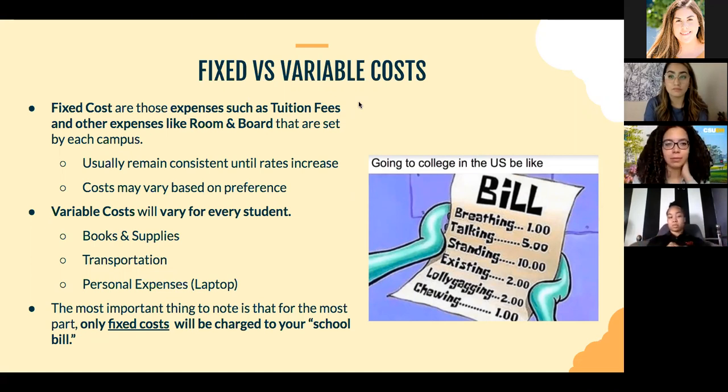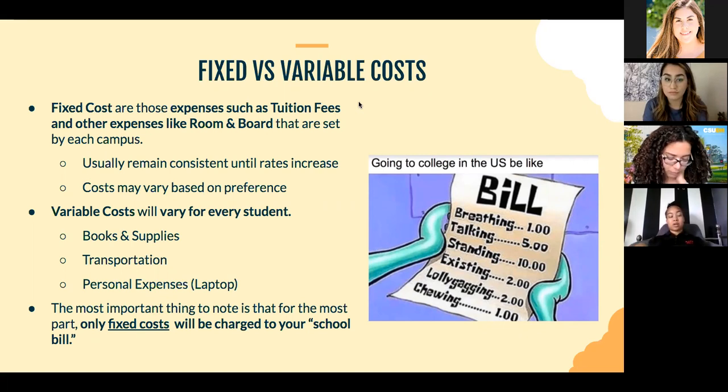So the campus is saying, hey, this is our tuition price, or this is our room and board price if you plan on staying on campus. Usually they do remain consistent throughout the years unless they raise the amount a little bit. So if it's, I don't know, 10,000, they might increase it by $100 in a few years. That's just an example, but for the most part, they do remain the same.